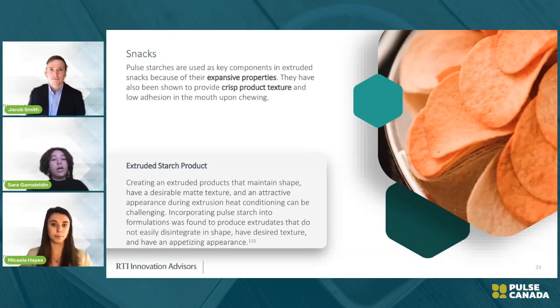Next, we have snacks. Pulse starches can be used as a key component in extruded snacks because of their expansive properties. They've also been seen to provide crisp product texture and low adhesion in the mouth upon chewing, so just better mouthfeel and texture overall. An example patent that we've seen is an extruded starch product that maintains shape, has the desired texture, and an attractive appearance during extrusion and heat conditioning. And incorporating pulse starch into that formula has been found to produce successful extrudates.